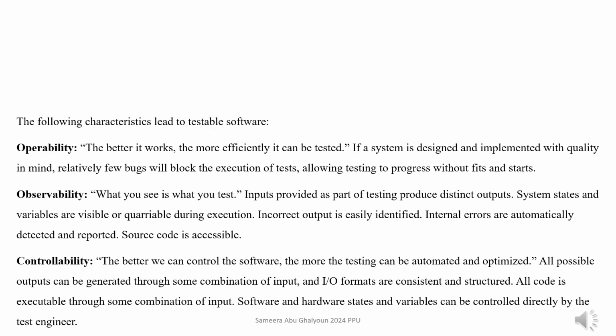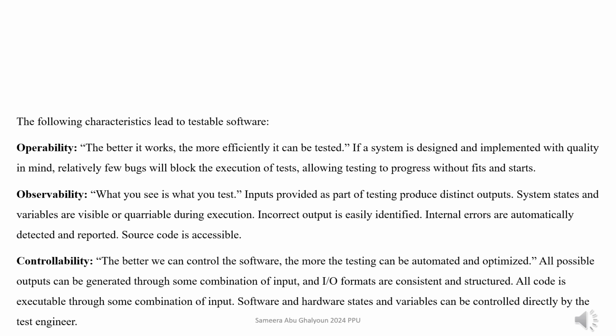Testability. Software testability is simply how easily a computer program can be tested. The following characteristics lead to testable software. 1. Operability. The better it works, the more efficiently it can be tested. If a system is designed and implemented with quality in mind, relatively few bugs will block the execution of tests, allowing testing to progress without fits and starts.